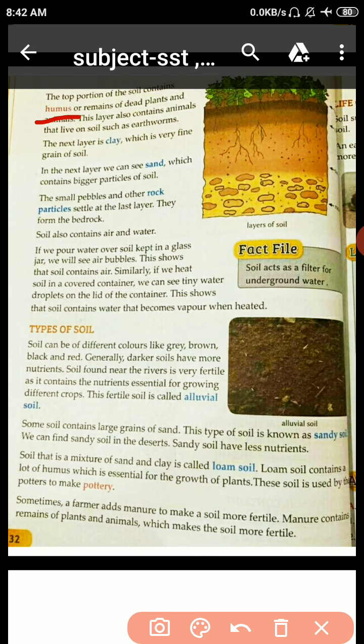The next layer is clay, which is very fine grain of soil. First is the topmost soil, which contains humus. The second layer is clay, and in the third layer we can see sand, which contains bigger particles of soil. Then the small pebbles and other rock particles settle at the last layer, and they form the bedrock. Soil also contains air and water.